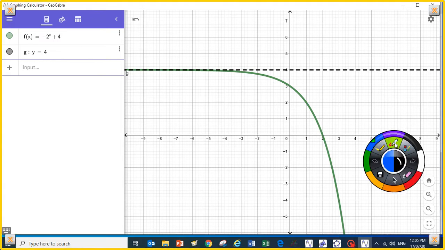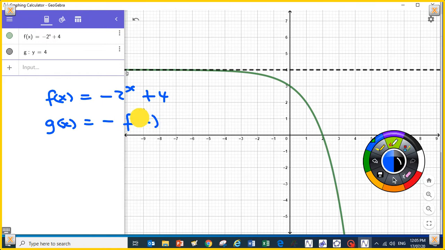We've got f of x equal to minus 2 to the power x plus 4. So what's going to happen is g of x is going to be equal to minus f of x. This minus here represents a reflection about the x-axis. If reflection takes place about the x-axis, it's only the y value which changes its sign. The x value remains the same. That's very, very important for you to know.